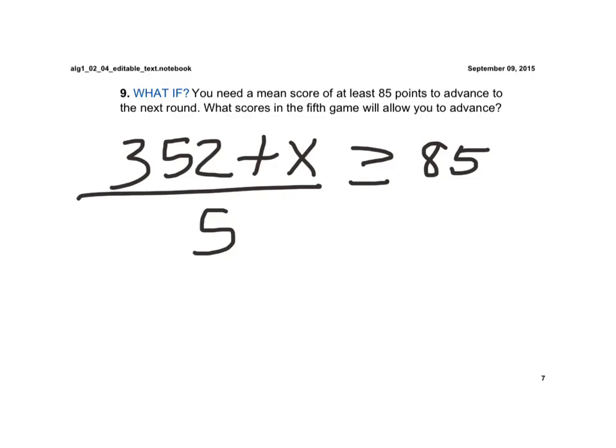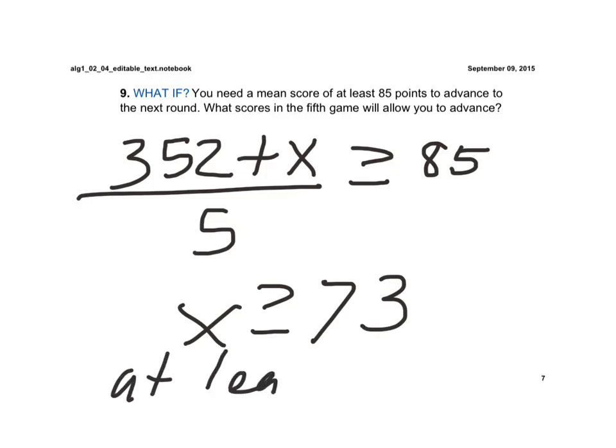And again, if you solve this, you would find that x had to be greater than or equal to 73. And so you'd have to have a score of at least a 73 if the mean needed to be an 85. And that's all, folks.